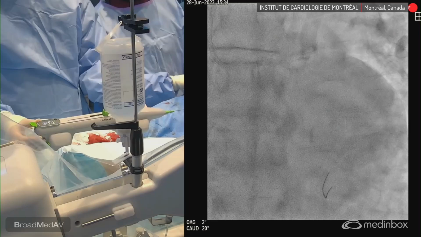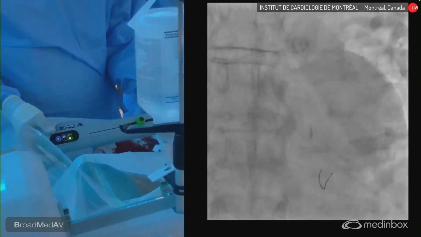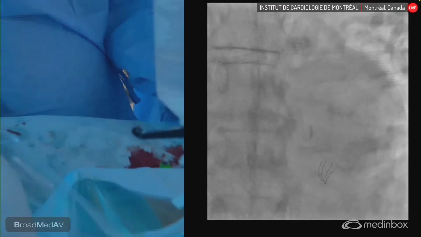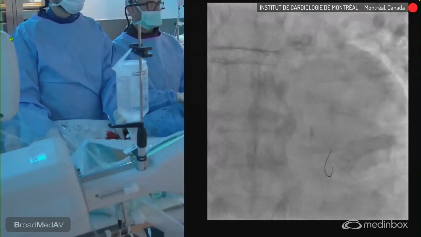So I'm not sure if it's going to go here. We had issues with the shockwave balloon and the IVUS initially, but hopefully it's going to go. We'll see. Excellent. Let's go. Nice image. Thank you to the camera. So we're getting there.